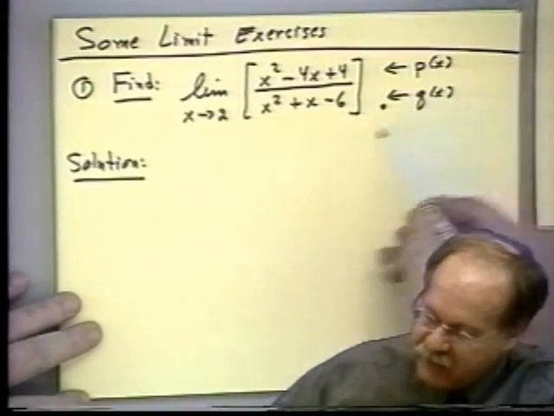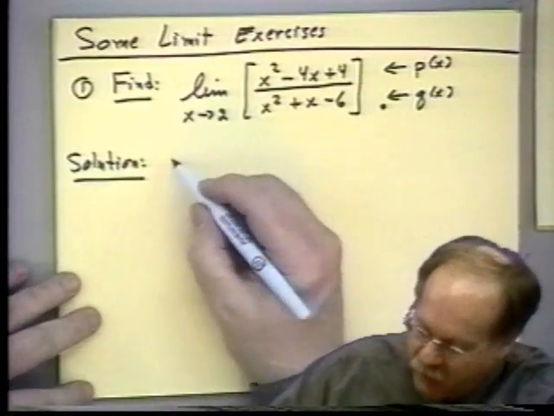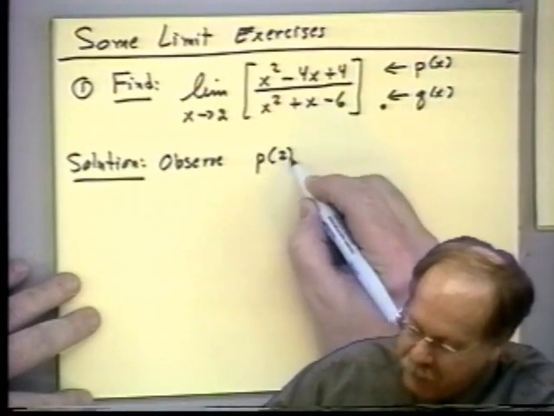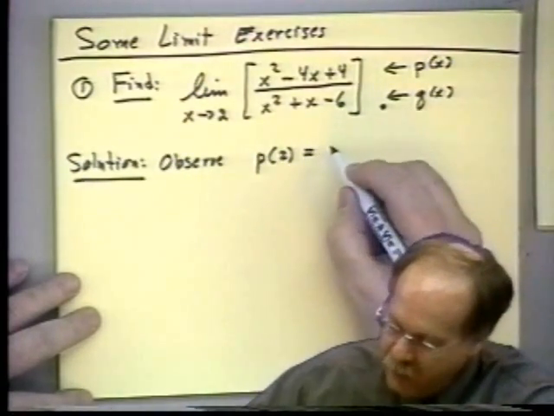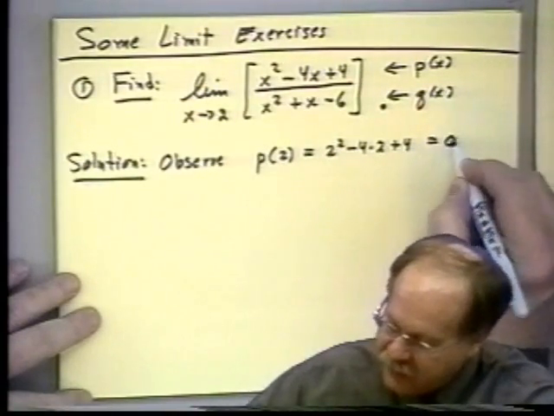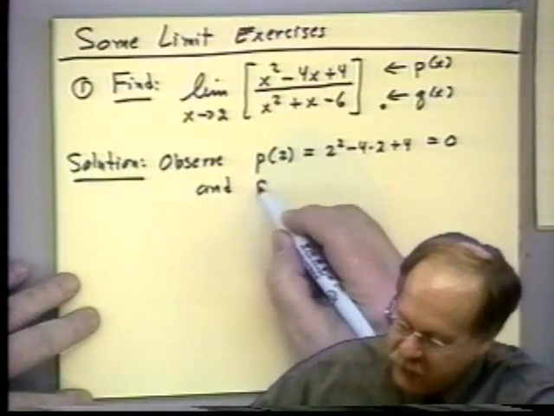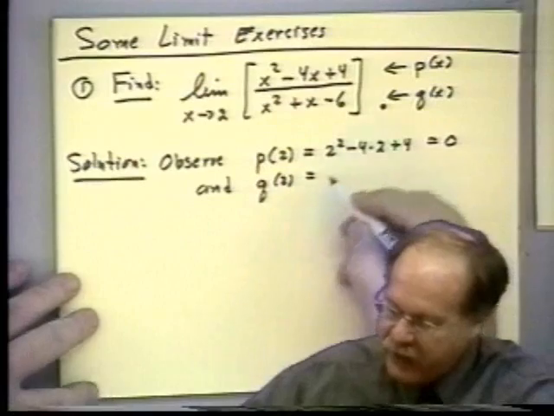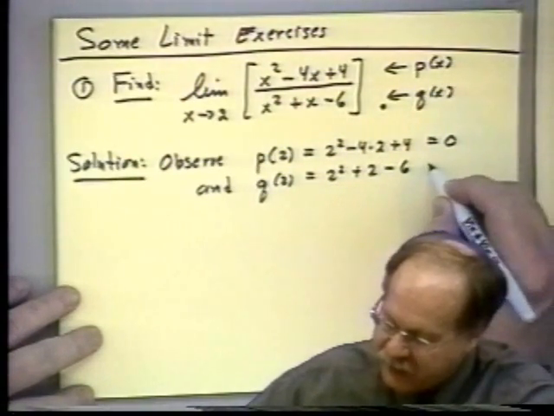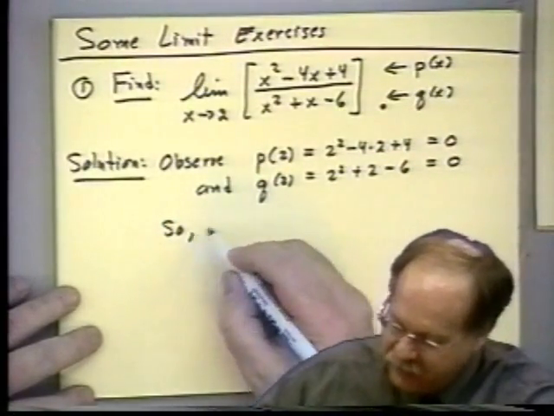Now, in this case, let's go ahead and discover whether, when x equals 2, we have that problem arising. So, we'll observe the following. If I take p, the upper polynomial, and I substitute in 2, I get 2 squared minus 4 times 2 plus 4. That is 0. Okay, that's fine. No problem there. Now let's look at the denominator where problems might arise. If we put 2 in for q, we get 2 squared plus 2 minus 6. That is also 0.